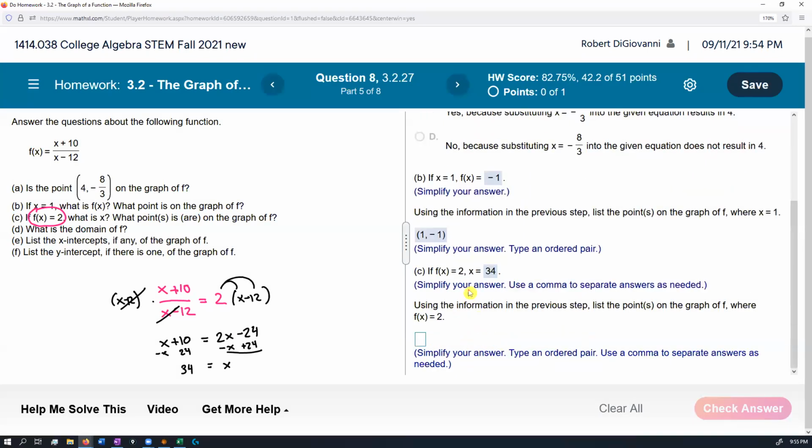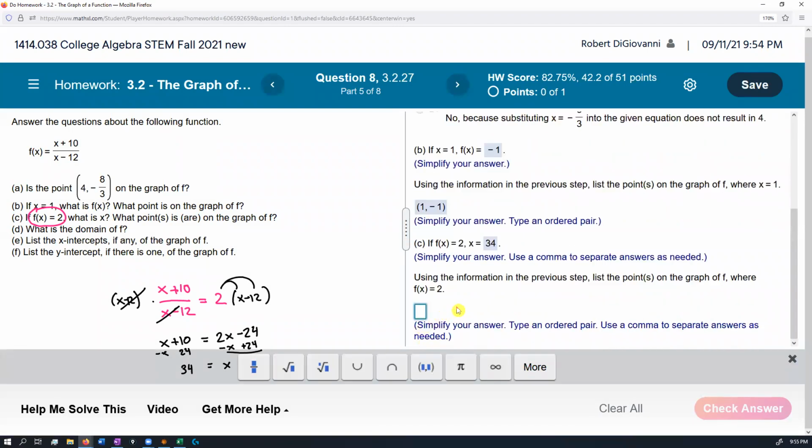Okay. And then they're asking what point is that on the graph? So we need to make sure we understand when we plug in 34, we get 2. We're not saying when we plug in 2, we get 34.